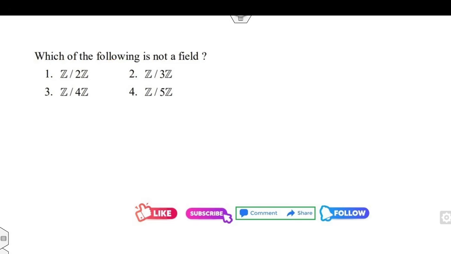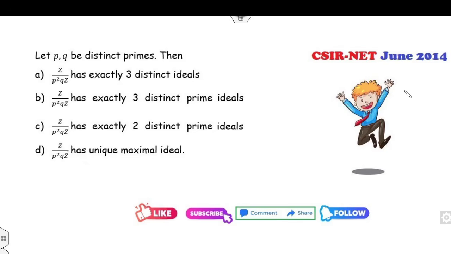Which of the following is not a field? What I told you: Zn is a field if and only if n is prime. Now you can see which one is not a field. That means not a prime. So Z4 is not a prime number.